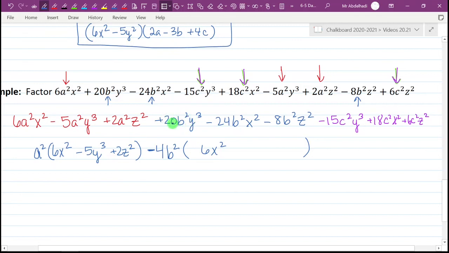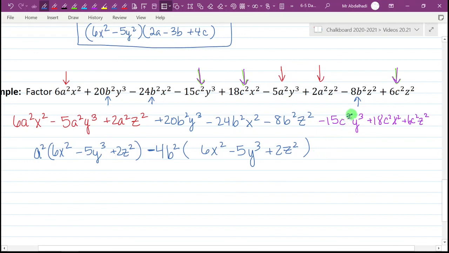And now we want to do the y term next, which is this one over here. If I pull a negative 4 out of 20, that makes a negative 5, right? Negative 4 times negative 5 is positive 20. There's the b squared and then y cubed, which does match this. And then finally, if I pull out a negative 4b squared out of negative 8b, I'm going to get plus 2z squared. And you can see those match. So far, so good.